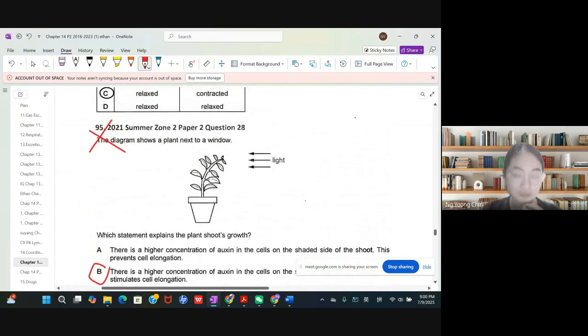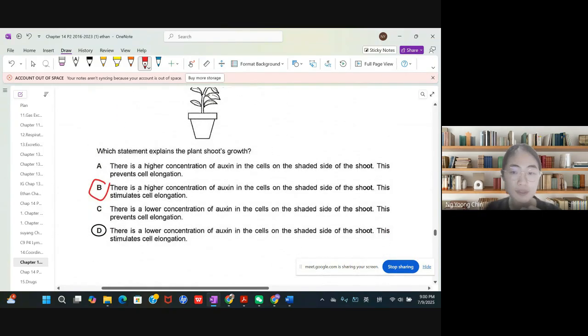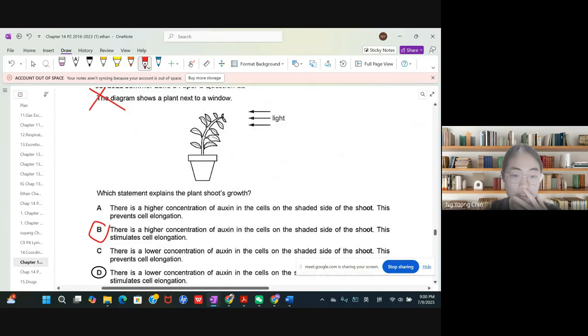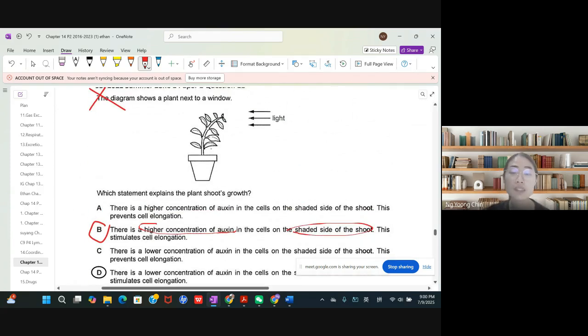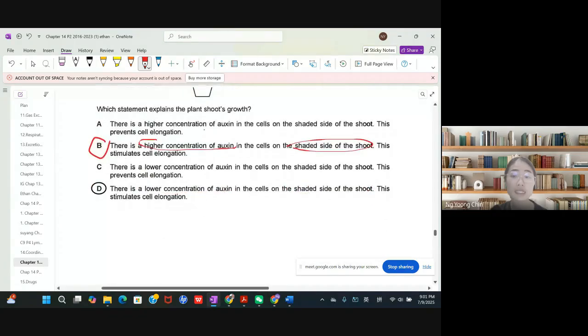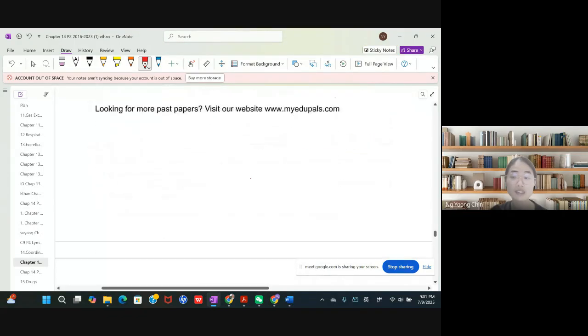Then for this one, the answer is boy. You can see there's a higher concentration of auxins in the cells on the shaded side of the roots. So this is a very common question. Why the plant is bending toward the light is because the shaded part, the side which is not exposed to sunlight, has a higher auxin concentration, so they can stimulate more cell elongation. So it's higher, not lower.